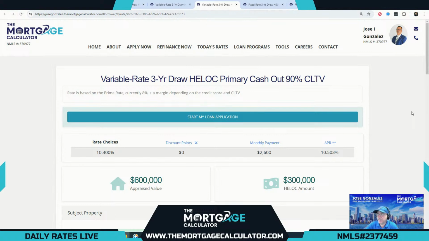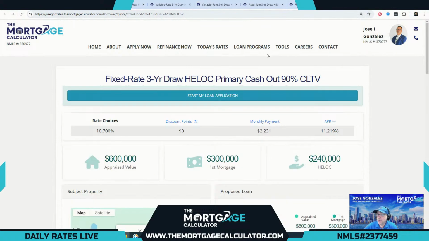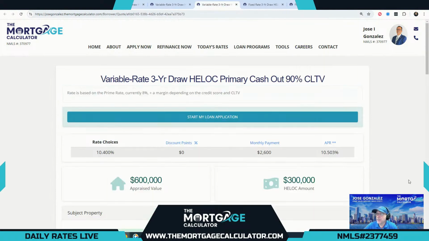So in this case, we're at the maximum CLTV, but you do see that the rate is a little bit lower than the fixed rate. I'll just go over the fixed rate for a minute so you can remember. It's 10.7% was the fixed rate versus the variable rate, which is 10.4% with no discount points at that rate. 90% CLTV primary.